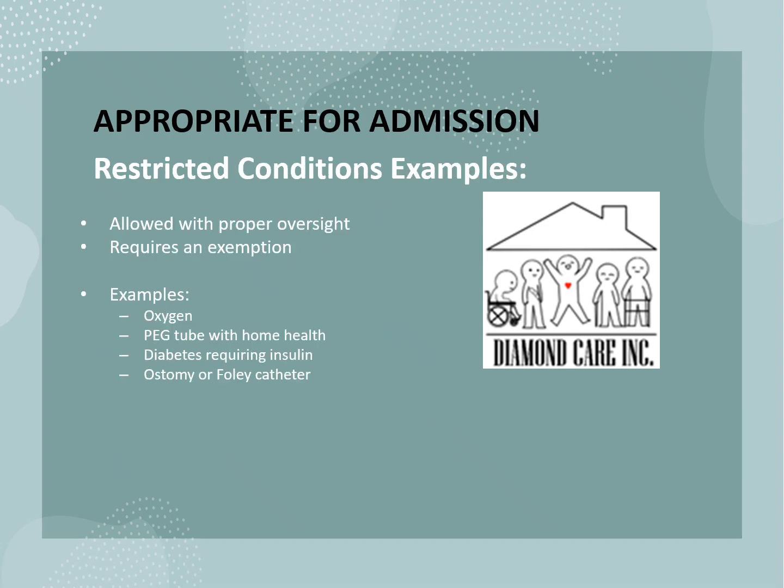Restricted condition examples. These are allowed with proper oversight and require an exception. So there are restricted and prohibited conditions. When we talk about restricted, these are conditions that vary in the degree of need and care, and so we still would need to inform the Department of Social Services, but they may allow us to have that person and they may not, depending upon their overall health condition.